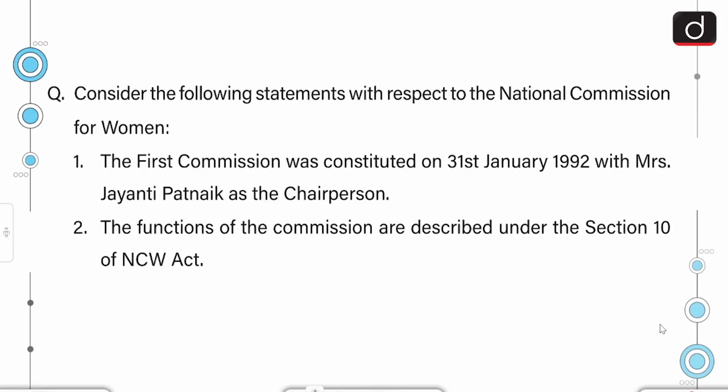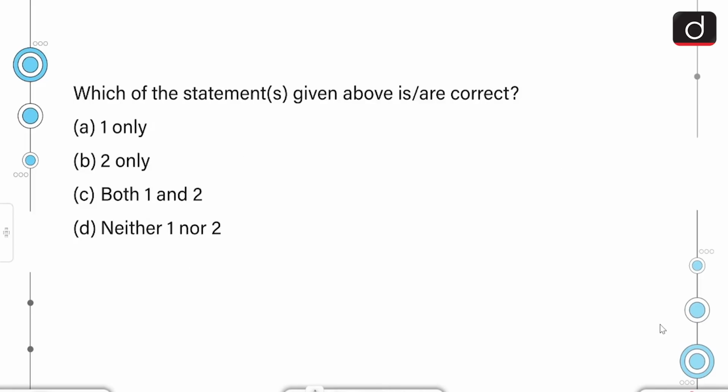Let's move on to the next question. Consider the following statements with respect to National Commission for Women. The first commission was constituted on 31st January 1992 with Mrs. Jayanti Patnaik as the chairperson. The functions of the commission are described under Section 10 of the NCW Act, so we have to select the correct statement. Both are correct. The correct answer is option C.